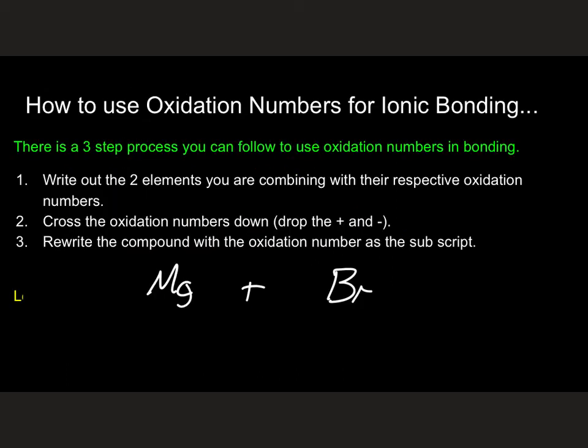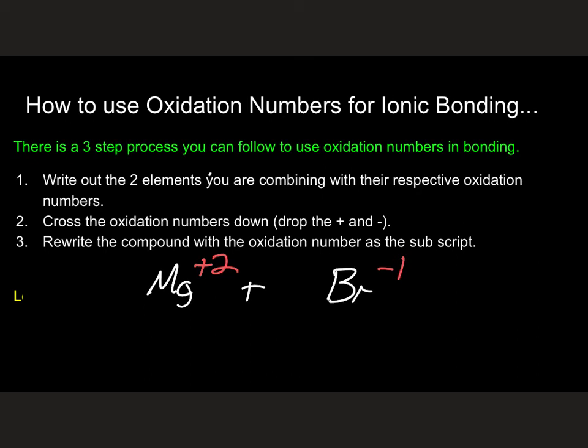So let's figure out how to use those oxidation numbers in order to help us make a new compound. The first thing we need to do is write each of our elements. You need to write your cation first, and you're going to write out what their oxidation number is. So for magnesium, it's going to be a +2. For bromine, that's going to be a -1. Okay, so you write both of those.